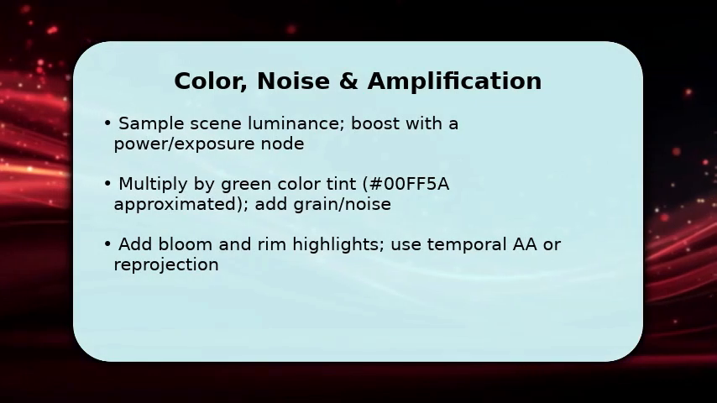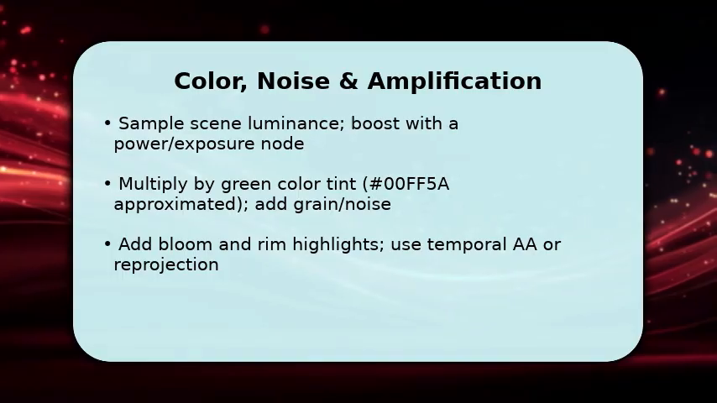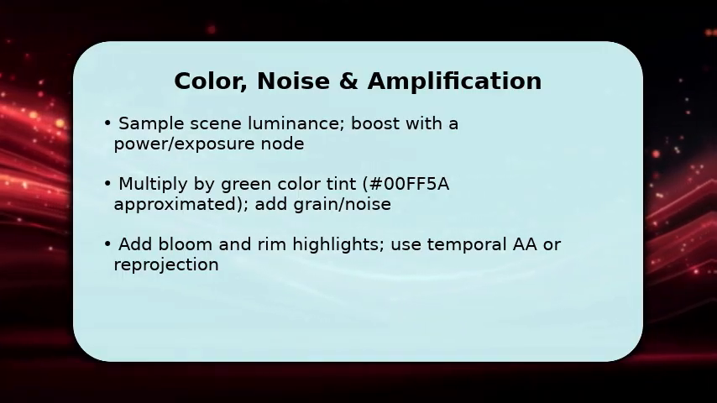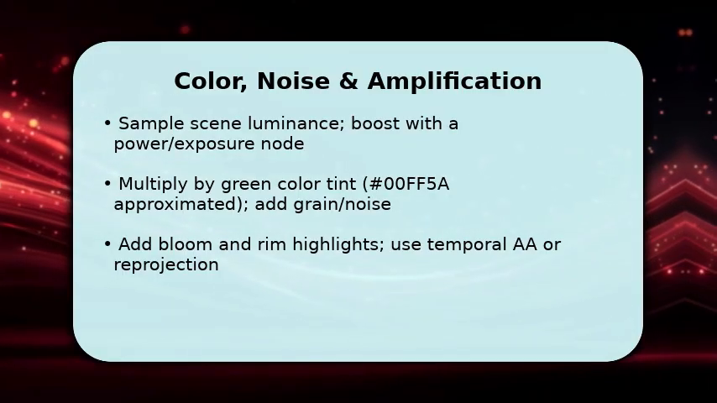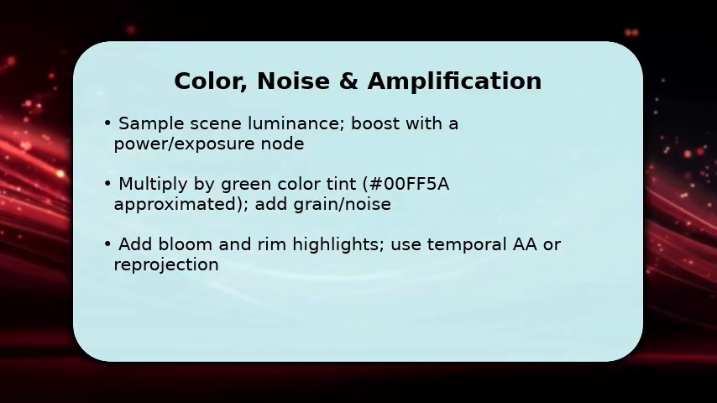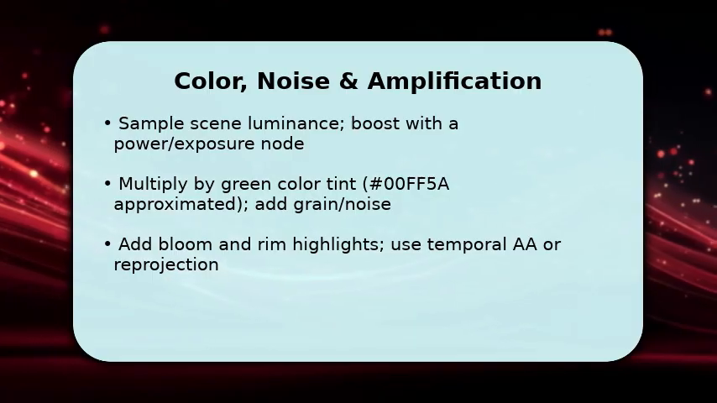You now transform the base into night vision. Sample scene luminance and amplify it with an exposure or power function to simulate sensor gain. Next, multiply the result by a green tint and push saturation selectively. This gives you the classic monochrome look.